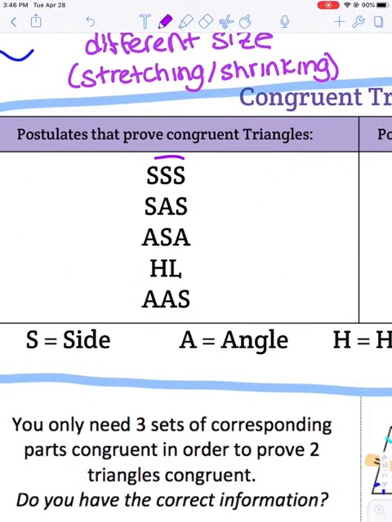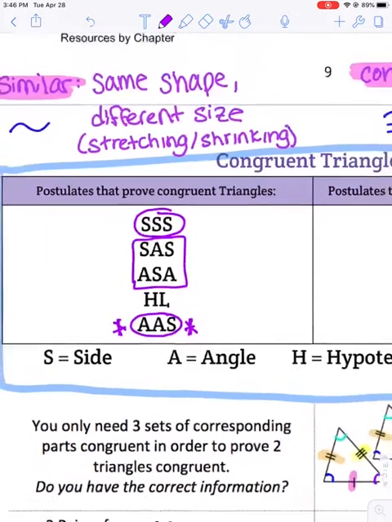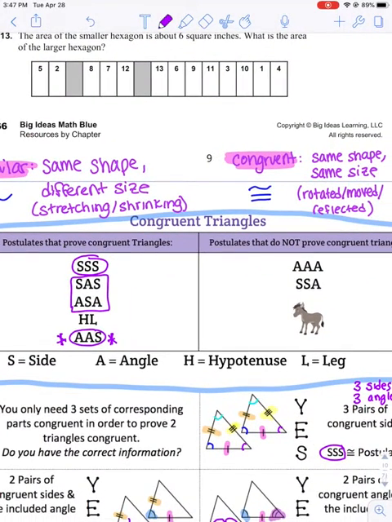If you're wondering what the little picture of the donkey is all about, I'm going to explain that in a second. So to review, the ones that do work, the way I remember them is I remember side, side, side. Then I remember these two together because they're kind of like opposites of each other. Side, angle, side, angle, side, angle. Then I remember angle, angle, side as the one that's always forgotten. So since it's always forgotten, I make a special note in my head to remember that one. And then the last one you just got to kind of remember, hypotenuse leg.